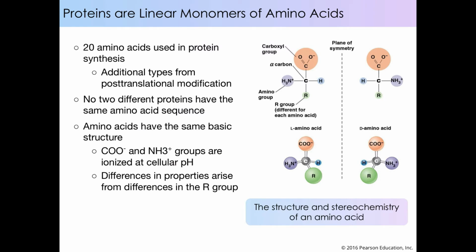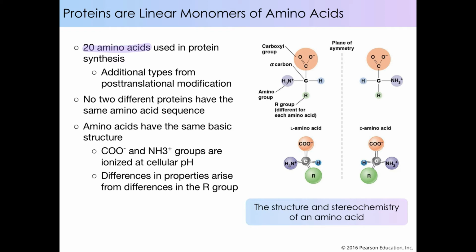The monomers of proteins are the amino acids, and there are 20 naturally occurring amino acids that are used in protein synthesis. However, other amino acids exist in cells that are not used for the synthesis of proteins, and there are even amino acids that are created by modifying the 20 amino acids used in polypeptide synthesis once the amino acid has been incorporated into the polypeptide chain.